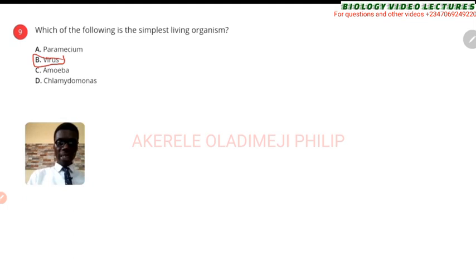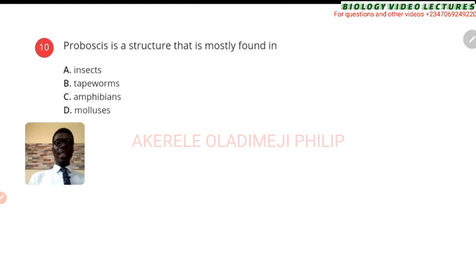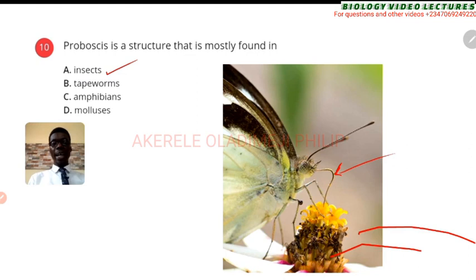Proboscis is a structure that is mostly found in insects. It's a tube they use to feed, and it looks somewhat like this. This is a proboscis here. It is found in butterflies, and most insects that suck use it. Please don't forget, it said most, not all, because some insects are biting and chewing, like cockroaches. Those don't have a proboscis, but butterflies, mosquitoes, aphids, and all those that suck definitely use a proboscis. It's a tube with which they obtain their food from the plants or the organism they live on.